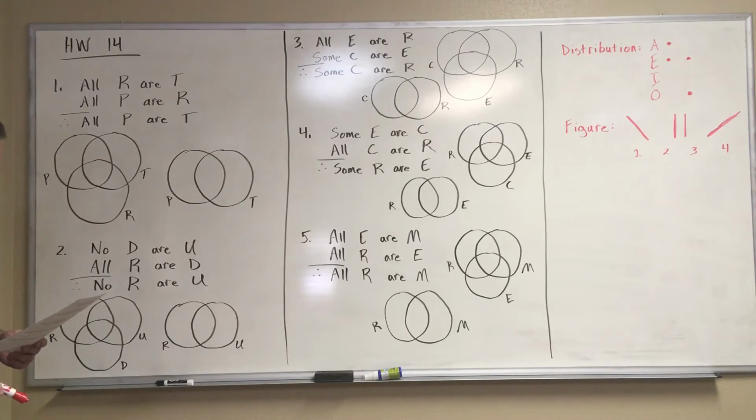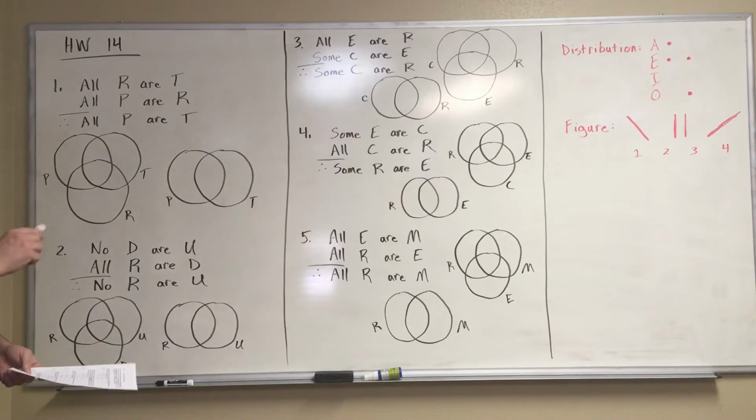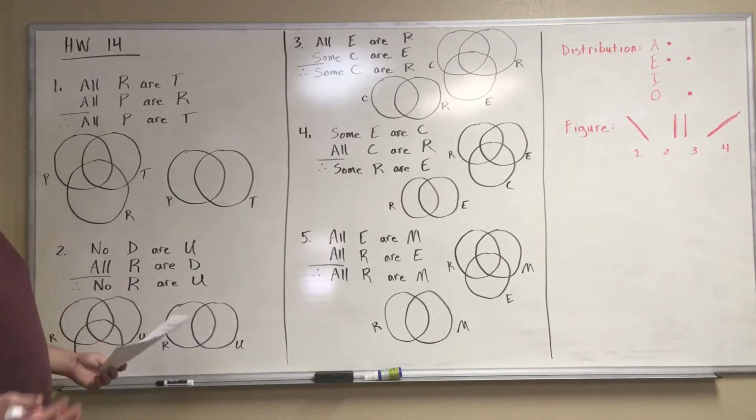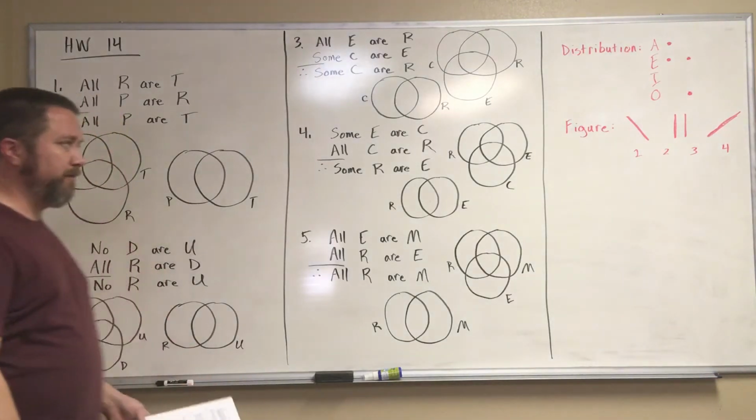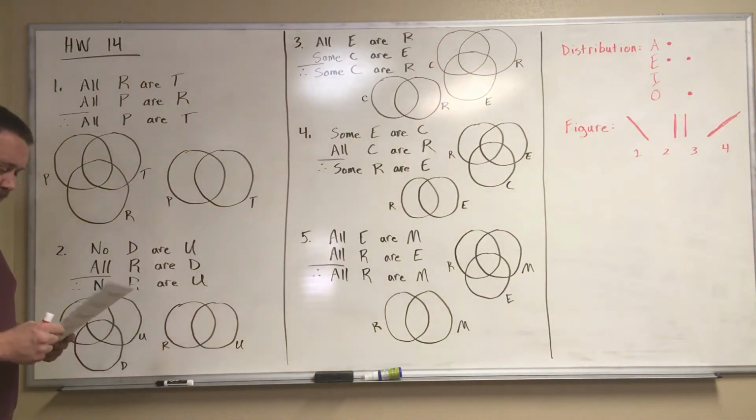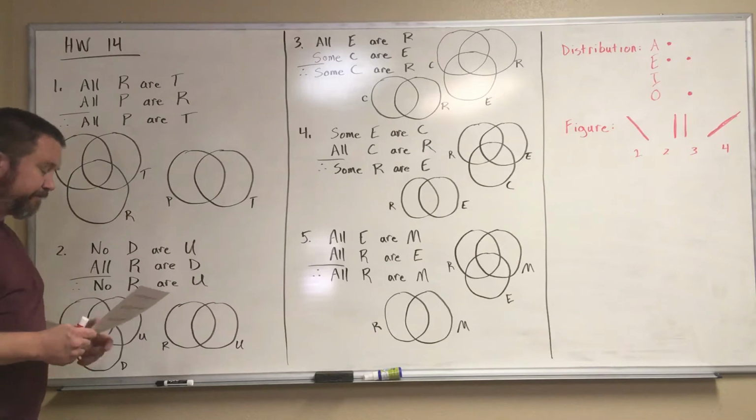We'll test validity using the Venn diagrams. You don't have to go through the rules unless it's invalid, but I encourage you guys just to do both. It's good to check yourself, and it's also handy practice because we'll be doing both throughout the semester. So let's go ahead and get started.